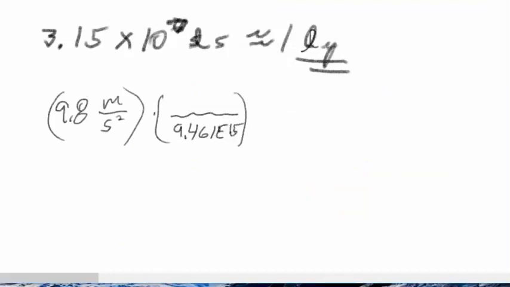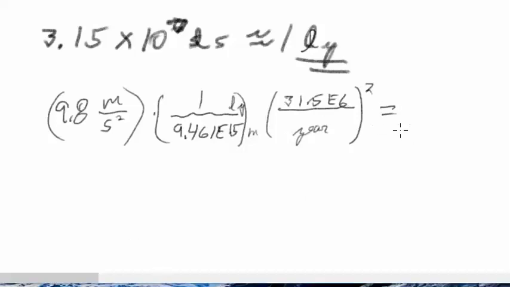9.461E15, and that is meters per light year. And then we'll take seconds. There are 31.5 million seconds in a year. So then I'll square that. And this comes out to be 1.03 light years per year squared.